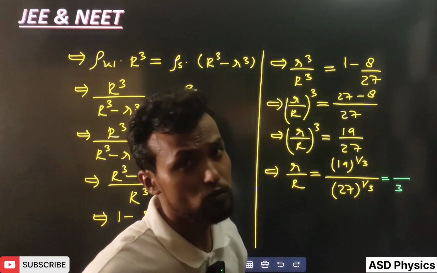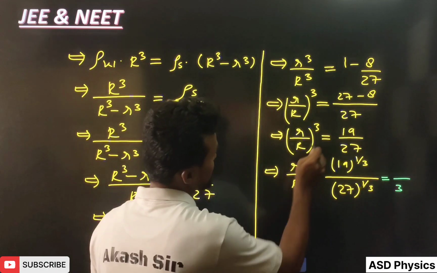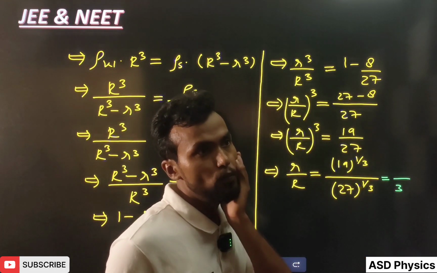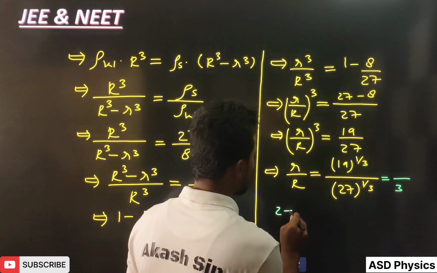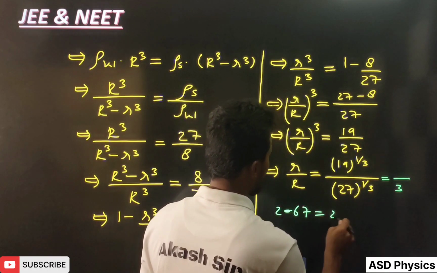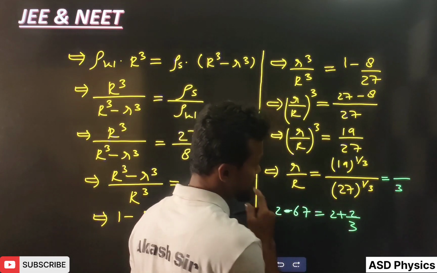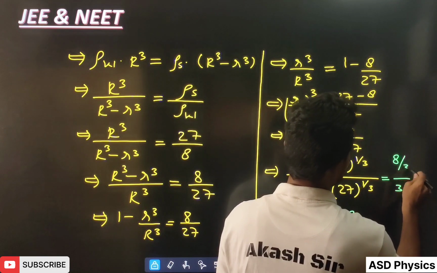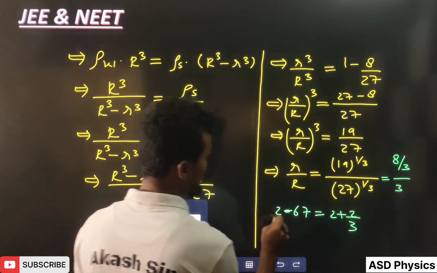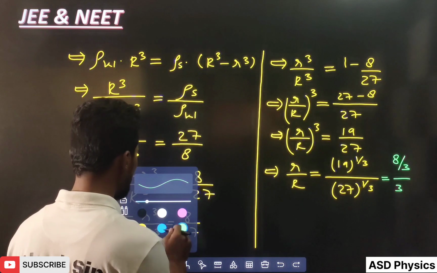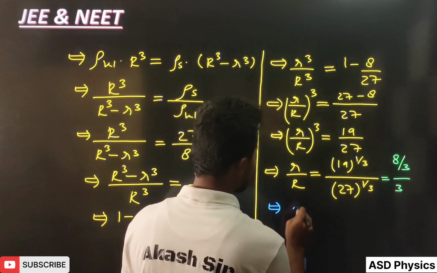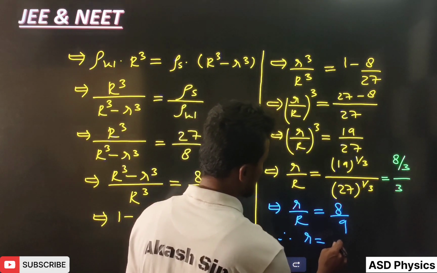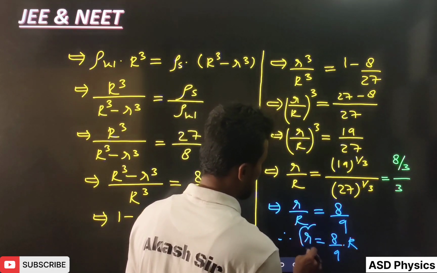Students, remember that 19 to the power 1 by 3 is approximately 2.67, or 2 plus 2 by 3, because 0.67 means 2 by 3. So 3 into 2 is 6, plus 2, that is 8 by 3. When you simplify this, r by R comes as 8 by 9. Hence, small r is given by 8 by 9 into capital R.